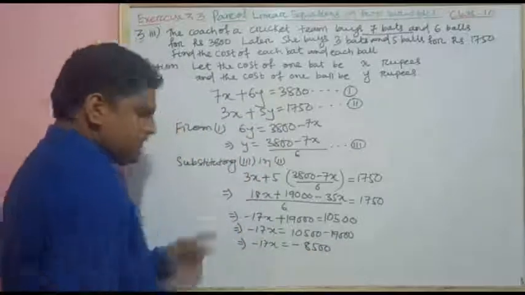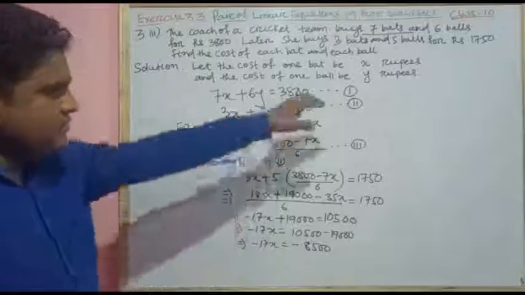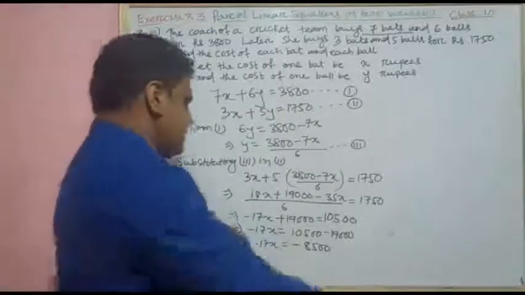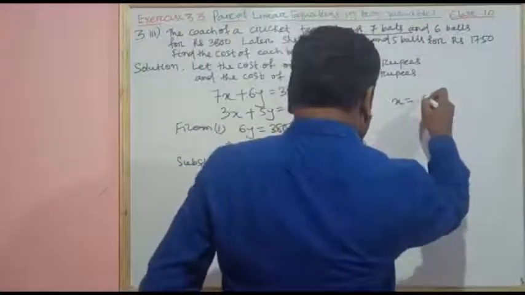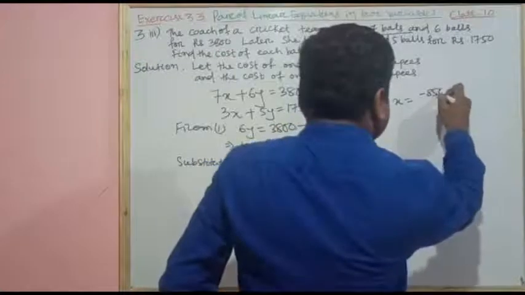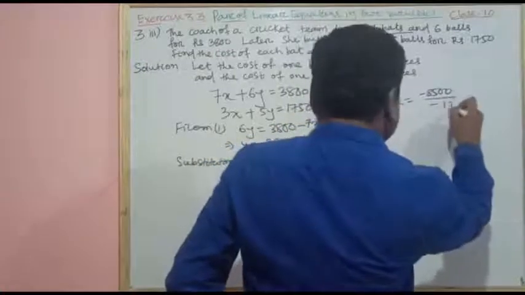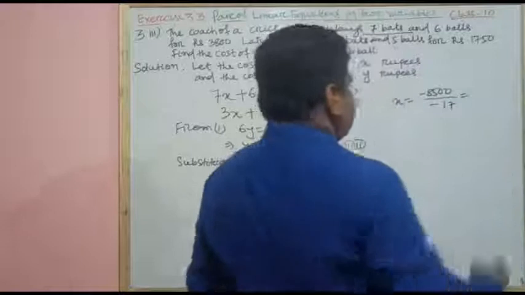So my dear students, please write this much. I have to move towards that side. So x will be minus 8500 by minus 17. It will be 500.